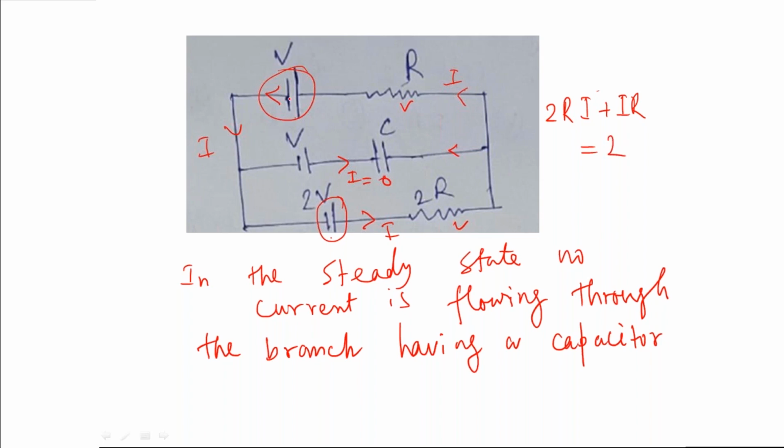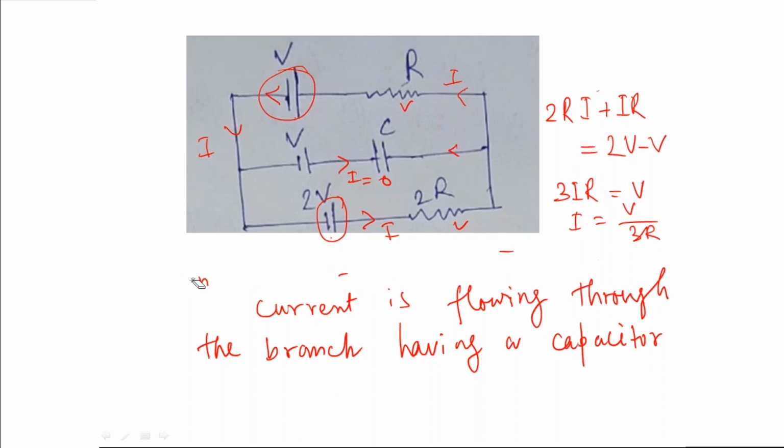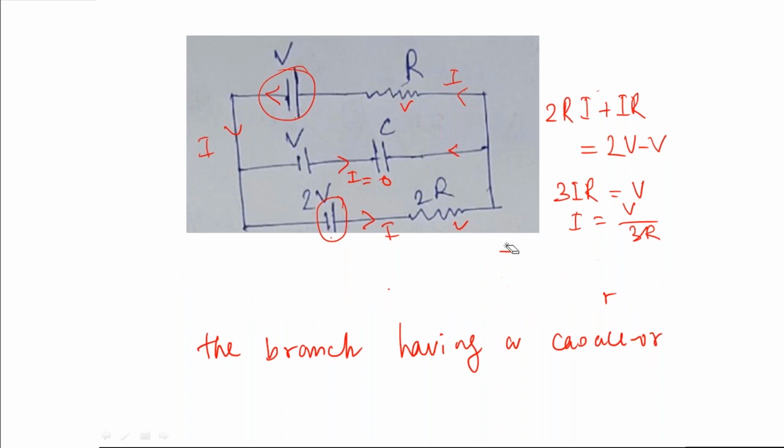In this case, the current is coming out from the negative terminal, and for this one, it is coming out from the positive terminal. So I have to take this positive 2V, and this is minus V. So what I get is 3I into R is equal to V. So from here, I is V by 3R.